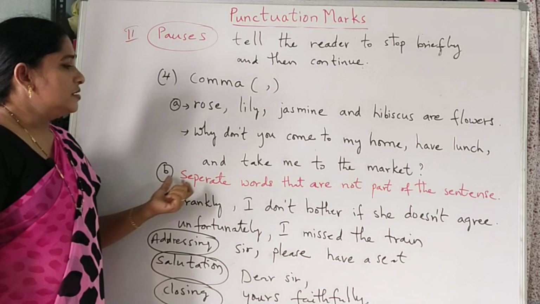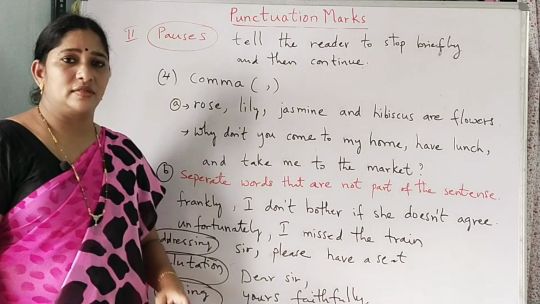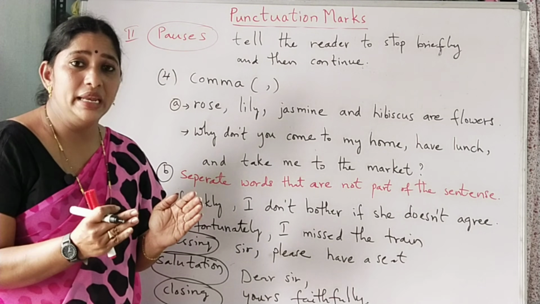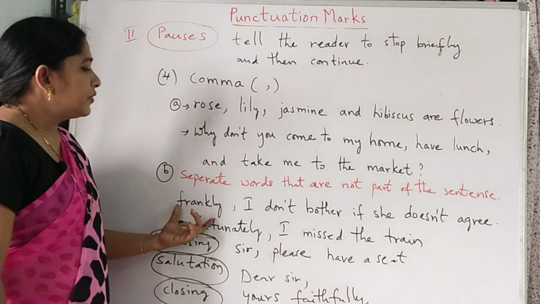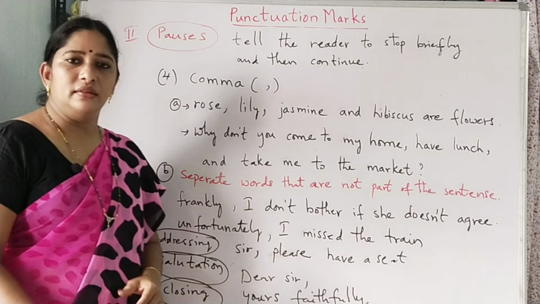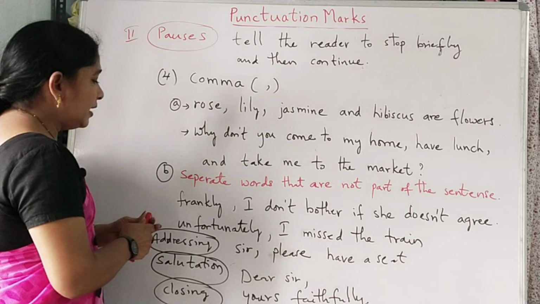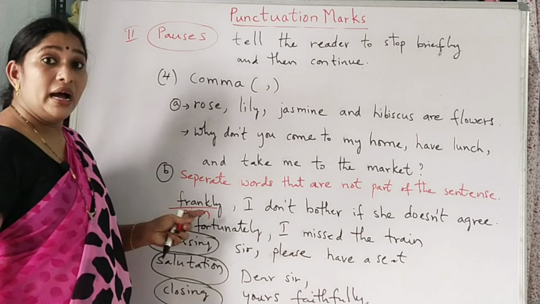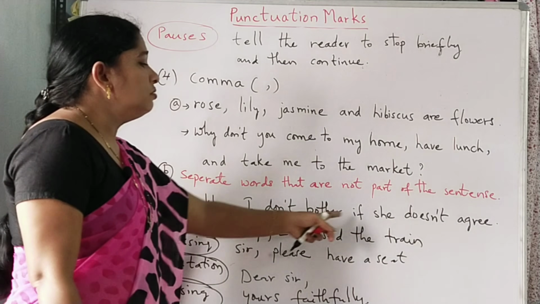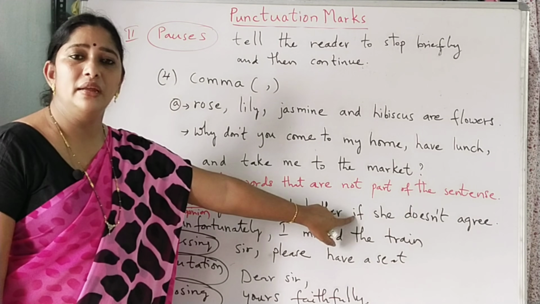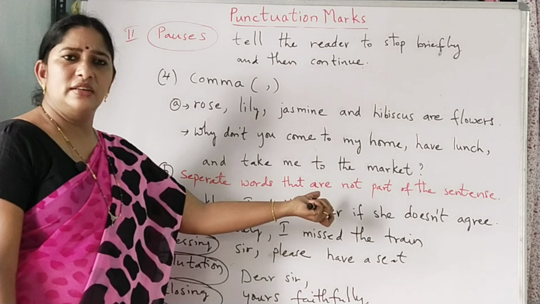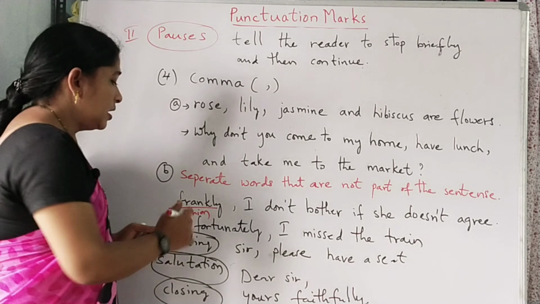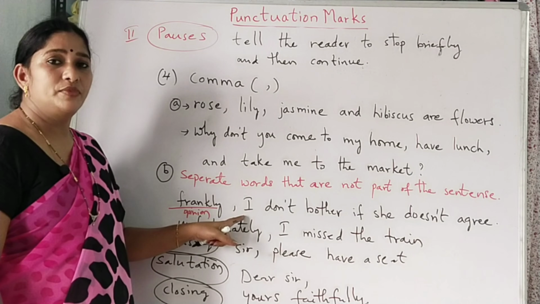Now see the second one. Separate words that are not part of the sentence. We write separate words. They are not part of the sentence but our opinion, just we apply. Now you see, frankly I don't bother if she doesn't agree. Frankly is our opinion. Just our opinion. Frankly I don't bother if she doesn't agree. This is the main clause: I don't bother if she doesn't agree. I don't bother about that. So frankly is our opinion. After frankly we need to write a comma there.